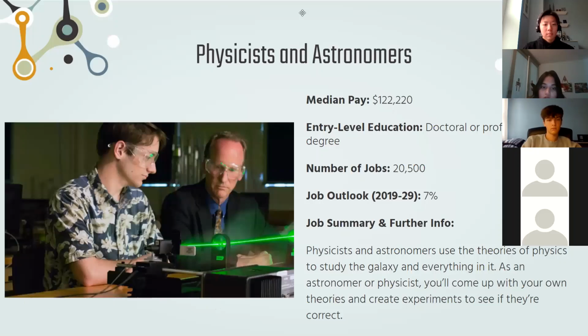So physicists and astronomers. Physicists study the laws and structures of all that exist in the universe, including gravity and other natural forces, while astronomers use physics to study space and the bodies within it, like planets and stars. So the National Aeronautics and Space Administration, or as you might notice, NASA, and agencies within the US Department of Defense have traditionally been two of the largest employers of physicists and astronomers in the federal government.